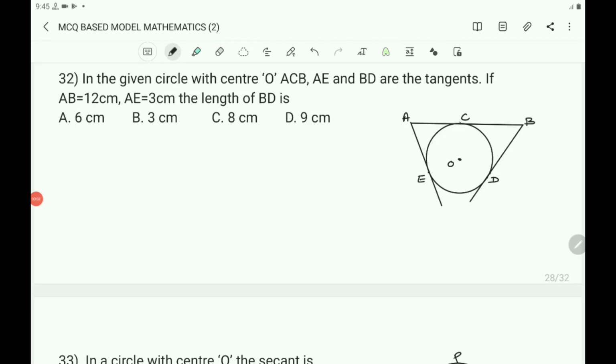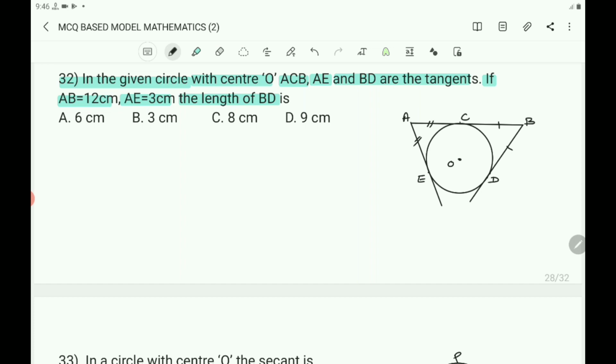Now question number 32. In the given circle with center O, AC, AE and BD are the tangents. If AB equals 12 cm and AE equals 3 cm, the length of BD is? Here children, you must know that tangents from an external point are equal in length. So consider B as an external point. Similarly, A is also an external point. So these two are equal, and here also these two are equal.